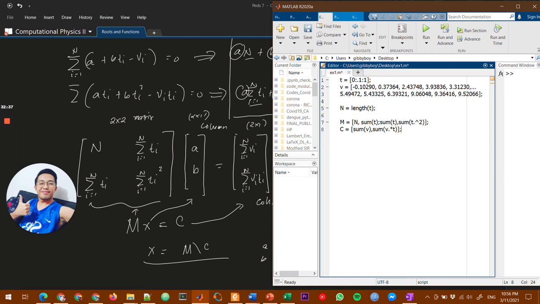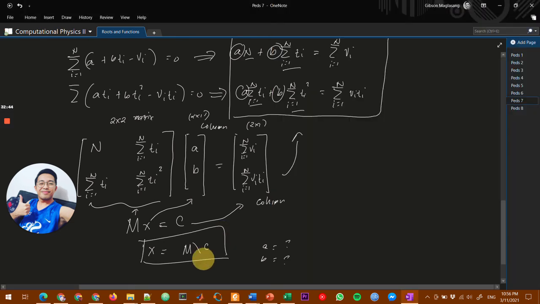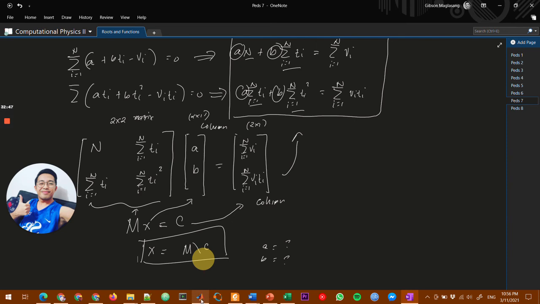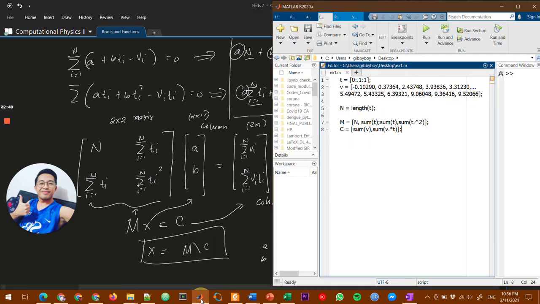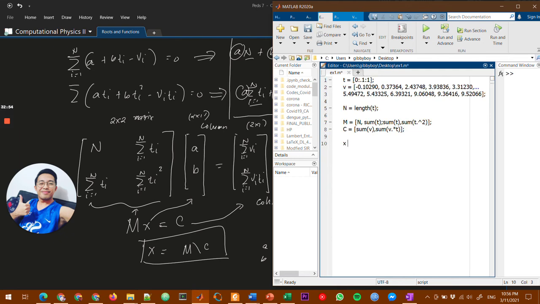And then we can now solve for this one, X. So we can solve for X, which is M backslash C. So in MATLAB, we can immediately do that in a straightforward manner. M backslash C. So the result would be a 2 by 1 matrix. Okay? Ang result ana is a 2 by 1 matrix. Okay, ma-determine mo unsa ang X, unsa ang A and B. So we'll try to run this one.